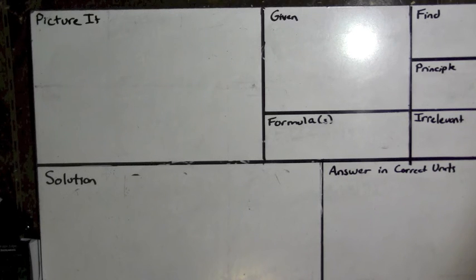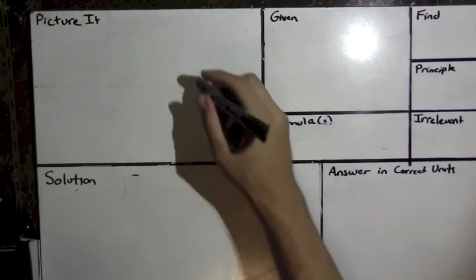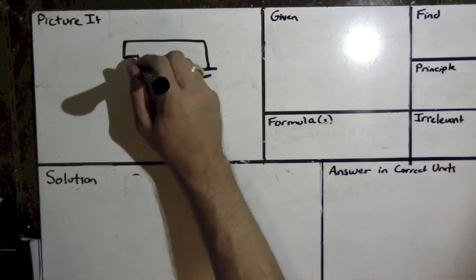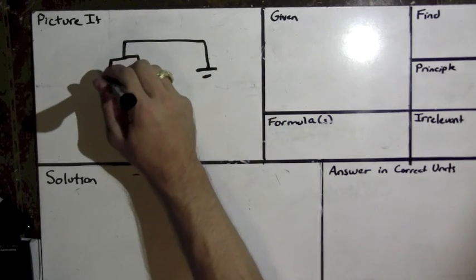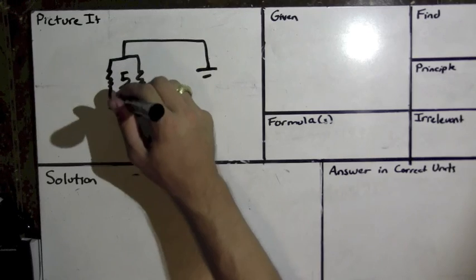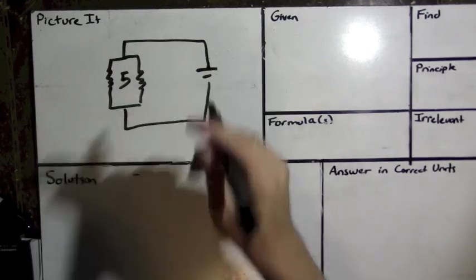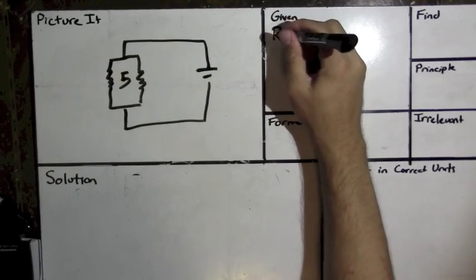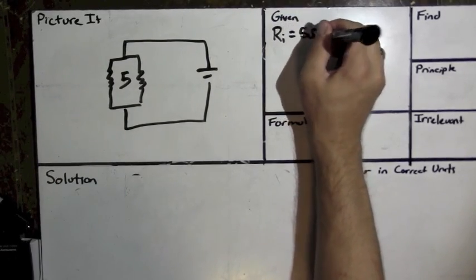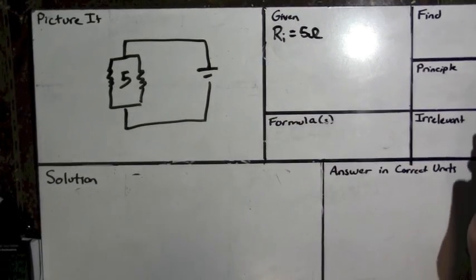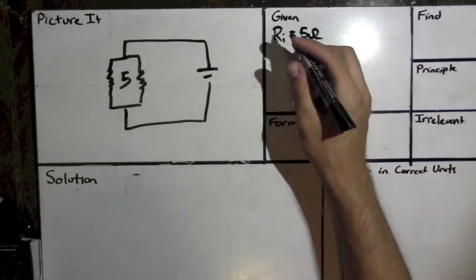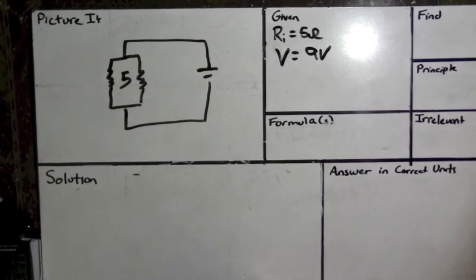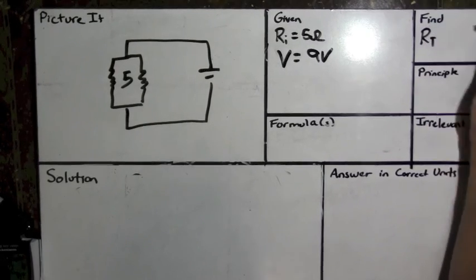It says each of the following resistors has a resistance of 5 ohms, and you have a circuit with a battery and 2 resistors. It says that each of those is 5 ohms. So now, what information is given to us? We're given the value of each individual resistor is 5 ohms, and we are trying to solve for the equivalent resistance of the circuit. In addition to that, you are given the voltage is 9 volts. You are trying to find the total resistance of the circuit.